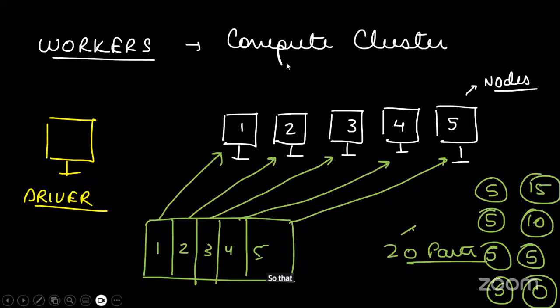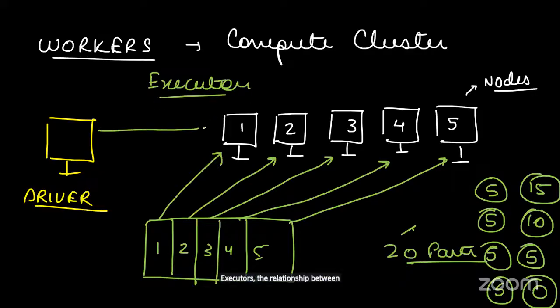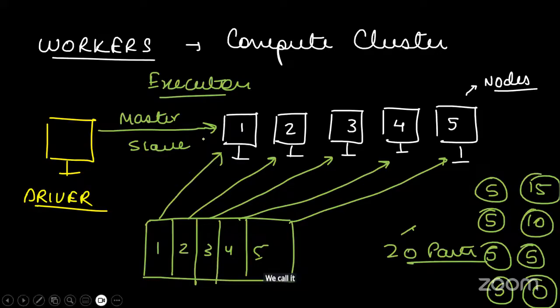So these are the workers over here. The driver will read everything, create a plan. It will configure these computes. It will get this cluster ready. It will divide the data, send it to individual nodes within the cluster, and then process them in parallel and collect the response. All right. These are workers. Sometimes we also call them executors. The relationship between the driver and the executors or the workers is that of a master slave relationship. We call it the master slave relationship.